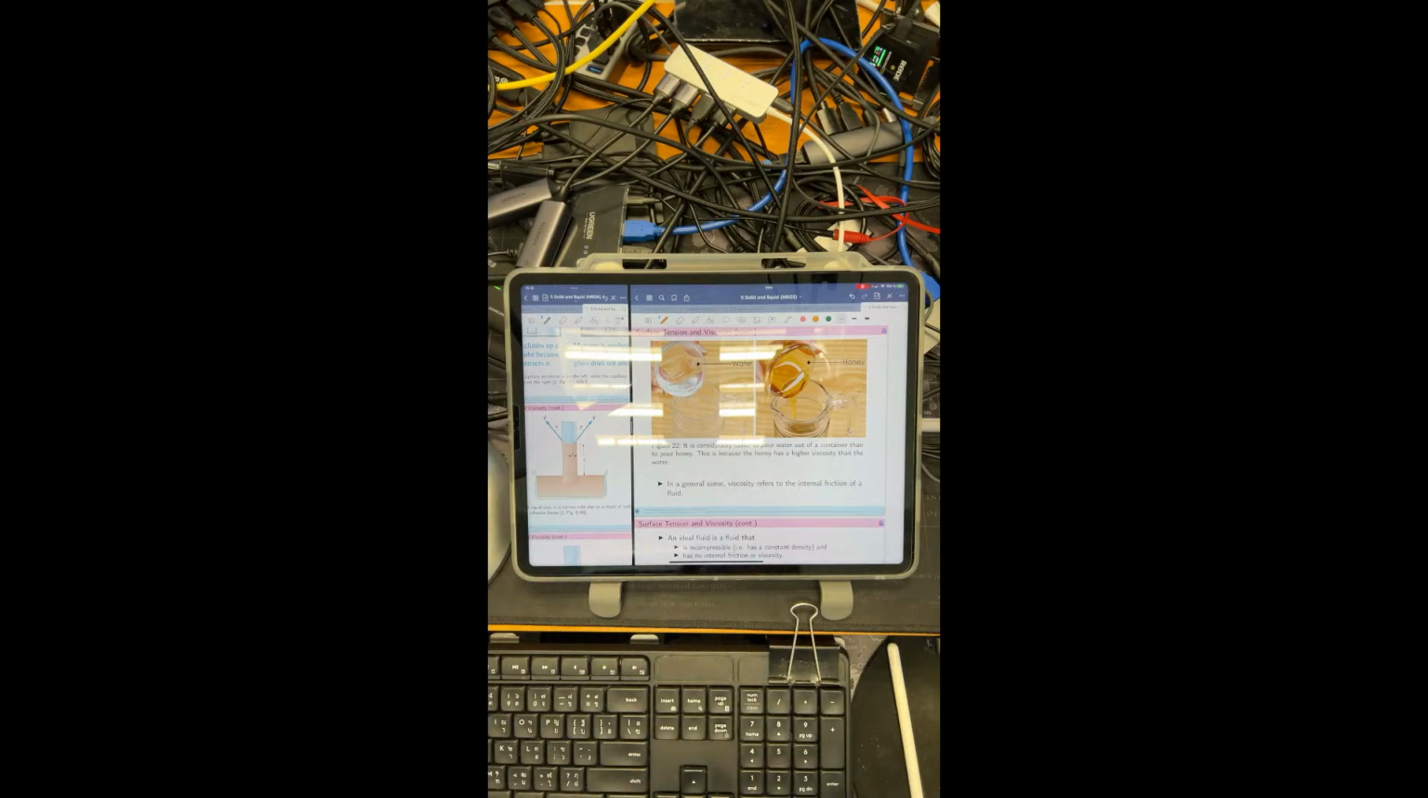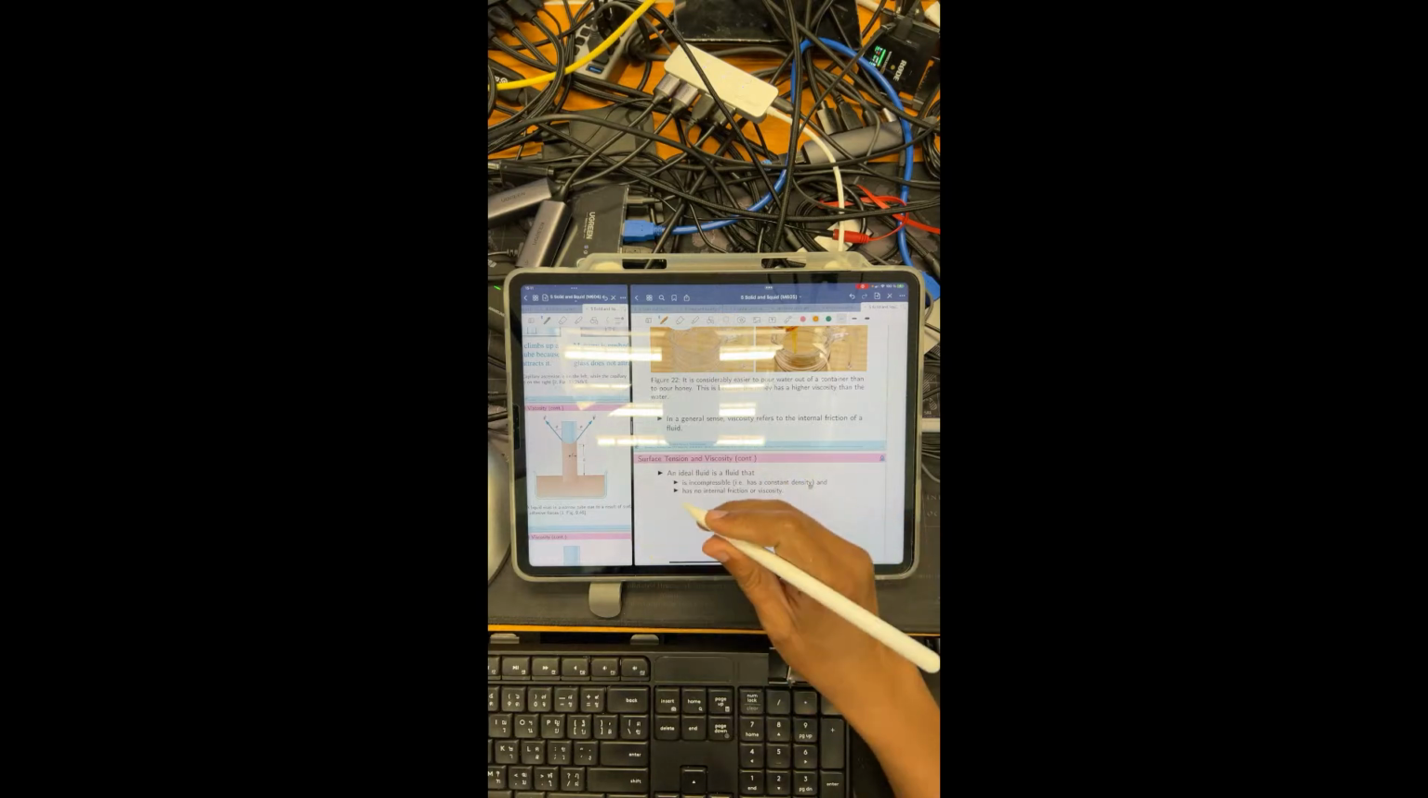You have seen how the viscosity is, right? In a general sense, viscosity refers to the internal friction of the fluid. There is friction inside that fluid. Before we go to the realistic case of the fluid, we would first talk about the ideal fluid. An ideal fluid is a fluid that is incompressible. It means it has a constant density. What is the reason why they say constant density?